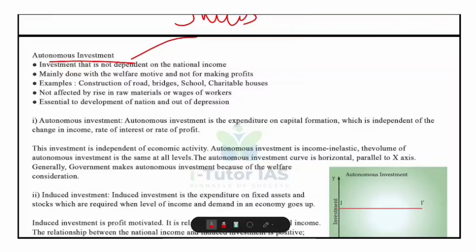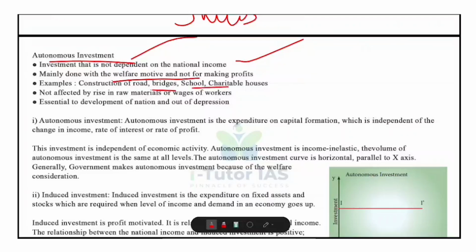So what are the key features? They are independent of income, that means it does not vary with national income. Then it is welfare oriented, usually done by the government or public institution. Then it is essential for development. That means it helps in providing infrastructure like roads, bridges, schools, charitable houses and so on.